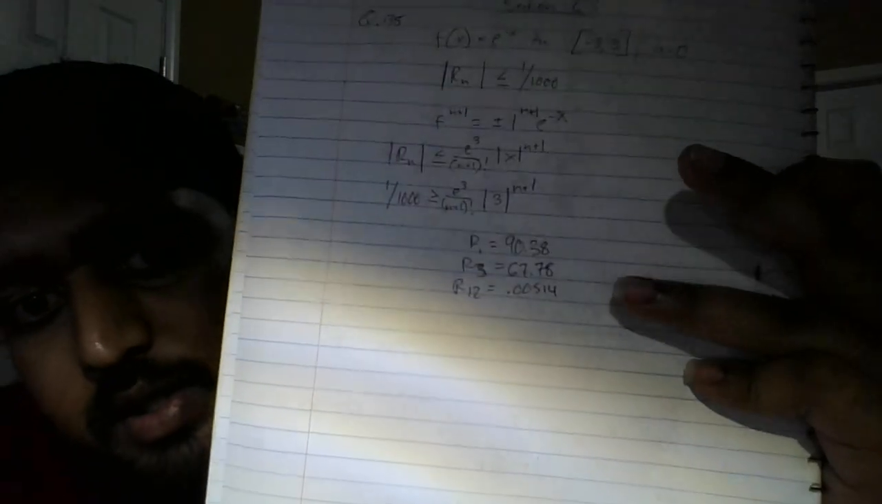So I'm just trying random numbers right now. So far I've tried n at 1, n at 3, and n at 12. These are my results so far. I'm approaching the 0.001 value. I'm like halfway there with n at 12. So I'm going to try n at 14 and see how that works out.